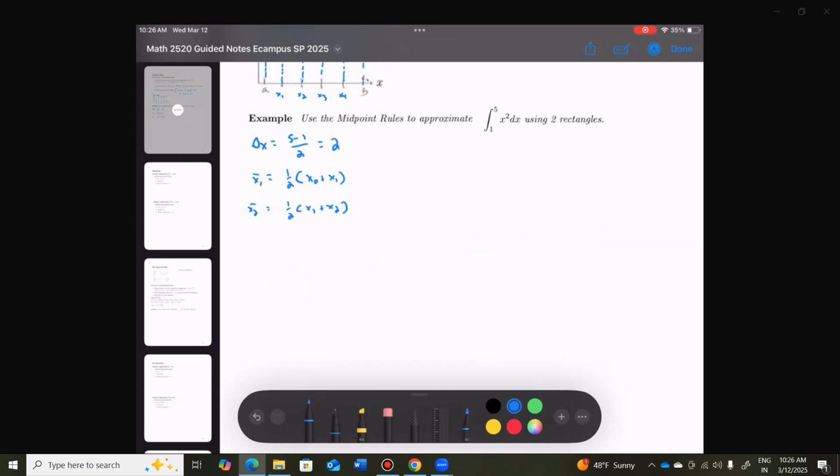All right, so your x sub 0 is equal to 1, the starting point. Your x sub 2 is equal to 5, and that's your ending point. And then your x sub 1 is 2 added to the first one, so that'll be equal to 3. So we'll have 1/2 times 1 plus 3, which is going to be 2, and 1/2 times 3 plus 5, which is going to be 4.